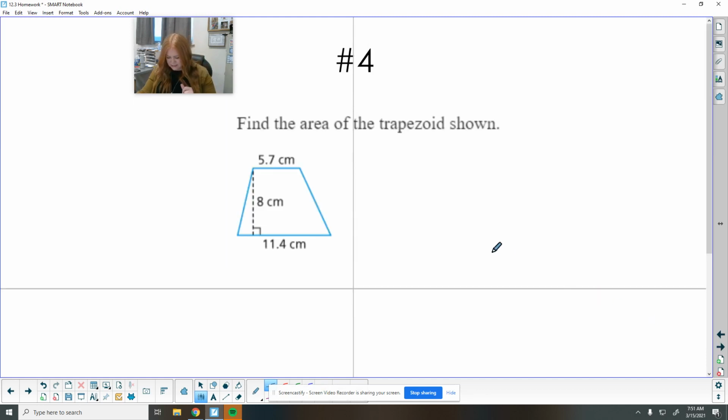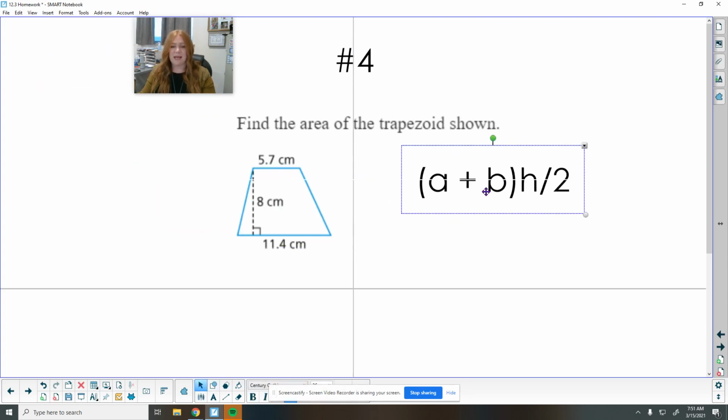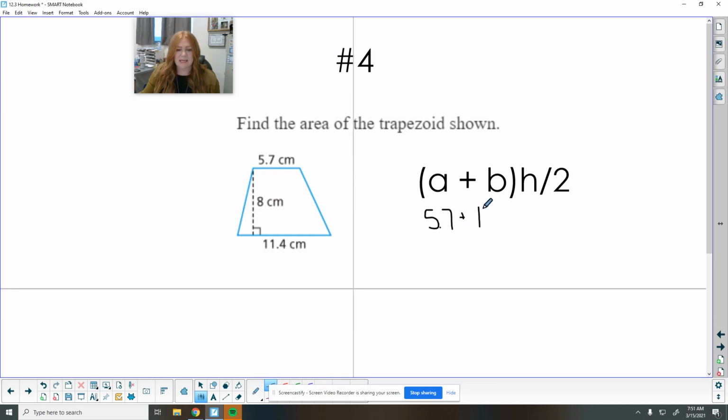Okay, so these next several are going to be much easier for us. They're pretty straightforward. They just tell us what the measurements are, we plug them in and solve. So go ahead and see if you can write out the formula for this trapezoid using these measurements. So A is 5.7 and B is 11.4. When we add these up, we will want to remember to line up our decimals. Line those up, bring the decimals straight down. And our height from the right angle is 8. And then we're going to cut that in half.